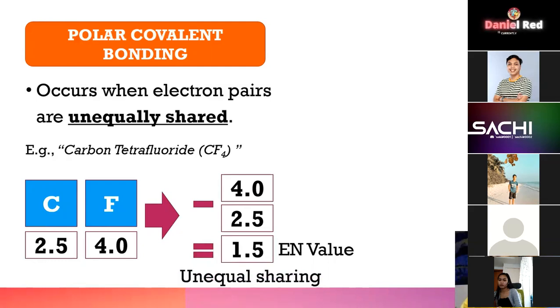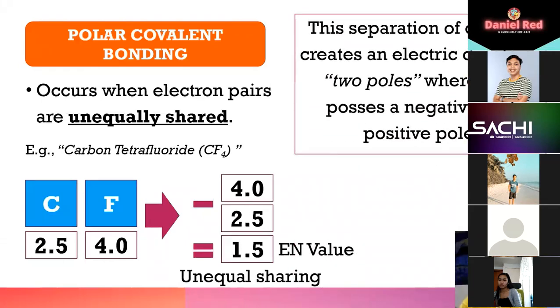As you can see, there is an unequal sharing, because when there is an equal sharing, the value should be zero. But in this particular example, we don't have a zero value. That's why it is an unequal sharing. This separation of charges creates an electric dipole, or two poles, a negative and a positive pole. That's why it's called a dipole. Now, how do we determine where the positive pole and the negative pole are?